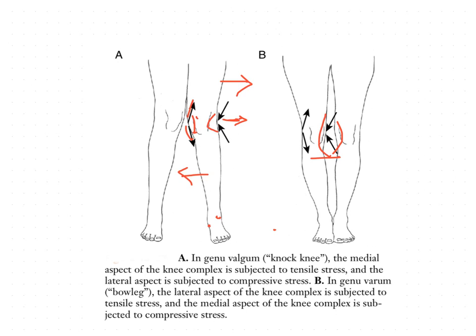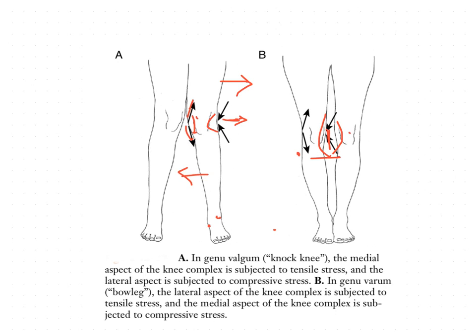In this condition, what happens? The lateral aspect of the knee complex is subjected to tensile stress and the medial aspect of the knee complex is subjected to compressive stresses. So these are the deviations we can see in the anterior view at the knee level.